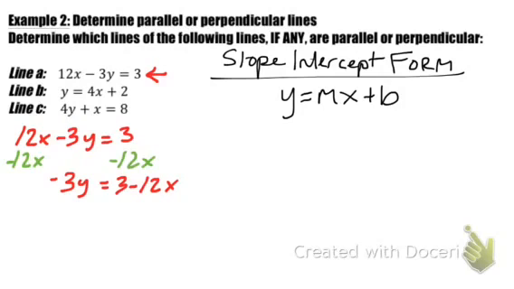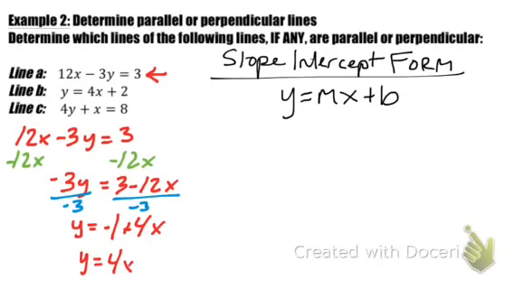Now because the y is not all by itself, I'm going to divide both sides by -3. When I simplify the equation further, I have y equals -1 plus 4x. Everything's simplified, but it's not in slope-intercept form. I'm going to switch my -1 and my 4x. So I have y equals 4x minus 1, and now we are in slope-intercept form.